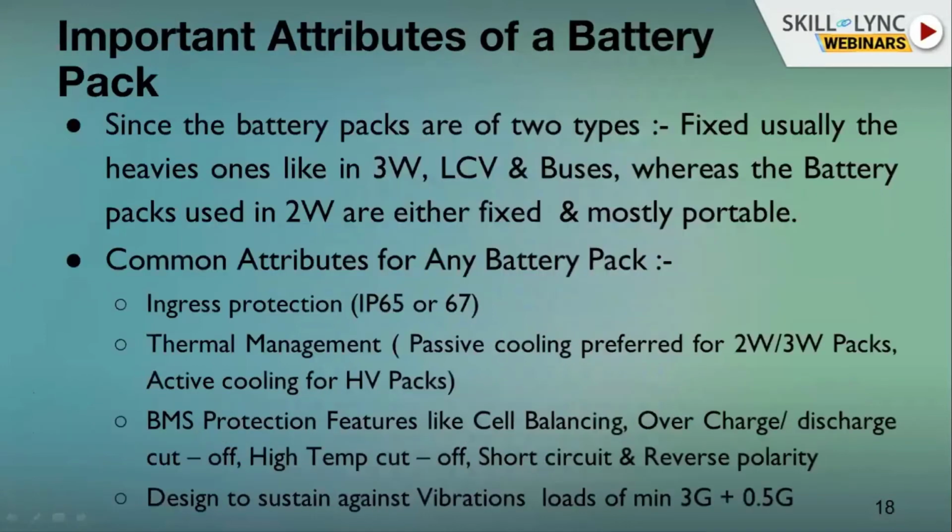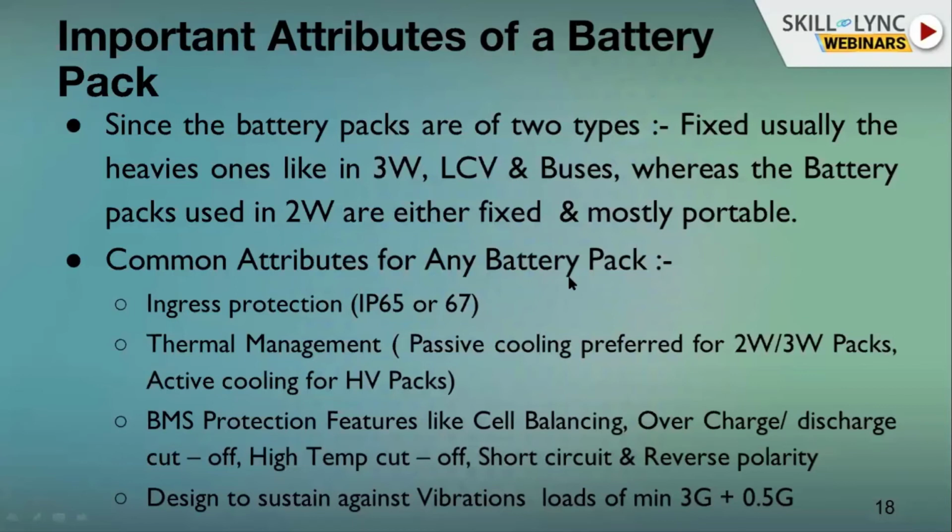So what are the important attributes of the battery pack? Battery packs are usually of two types: one is fixed and one is portable. Portable ones are usually for two-wheelers. The fixed ones are very heavy, like 60 or 70 kgs for three-wheelers especially. They cannot be swapped or removed, and you cannot place them on the vehicle that easily. LCVs and buses are definitely fixed. It is a very tedious job unless there is very good infrastructure to quickly change those battery packs.